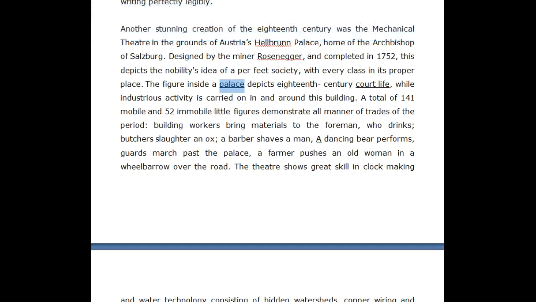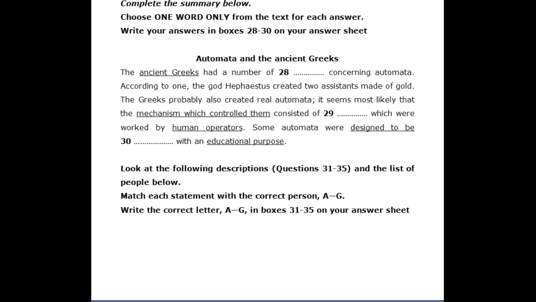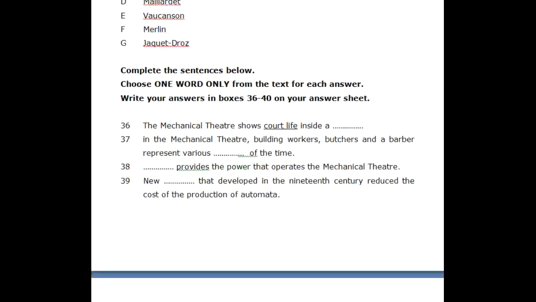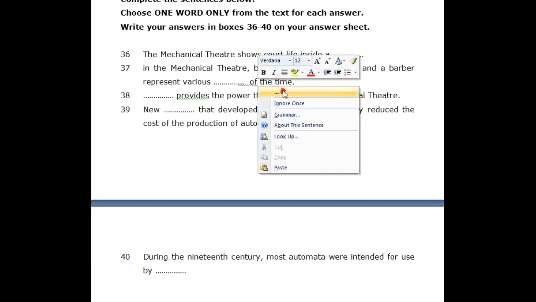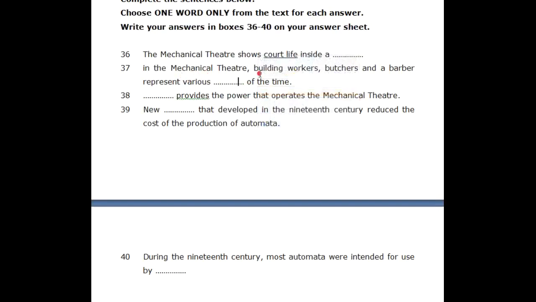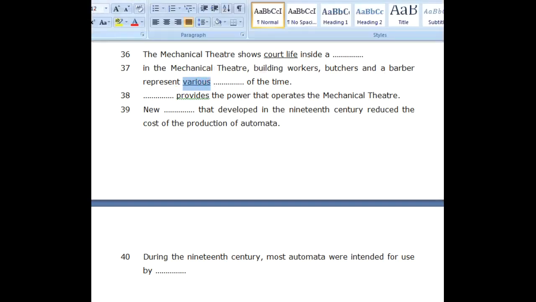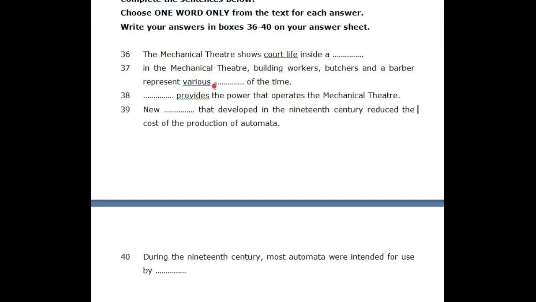Okay, fine. Now I have to check my second keyword, because we know that answers of sentence completions always come in sequence in the passage. The second says the mechanical theatre, building workers, butchers, and the barber represent various what of life. Okay, what do they represent? Keywords like building workers, butchers, I have to find this, or occupation. Perhaps this word "various" can help you a lot if nothing comes to your mind, because whatever the answer is, there should be something like various, and it should be a one-word answer.